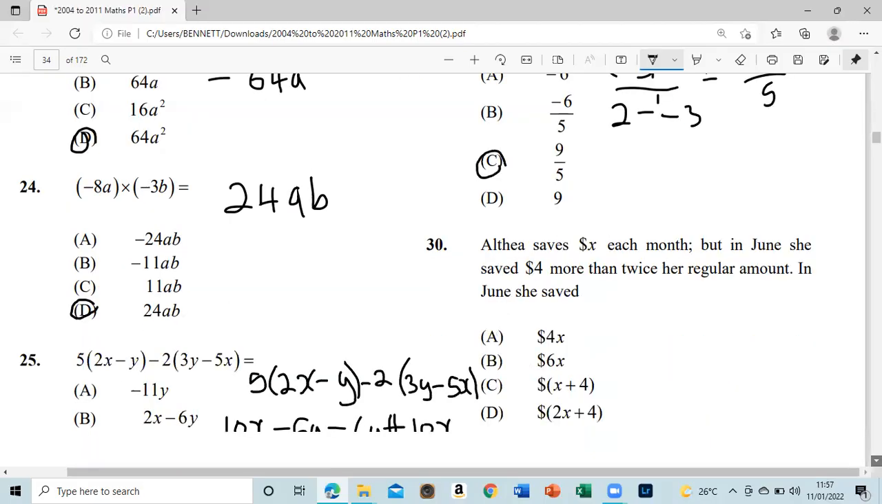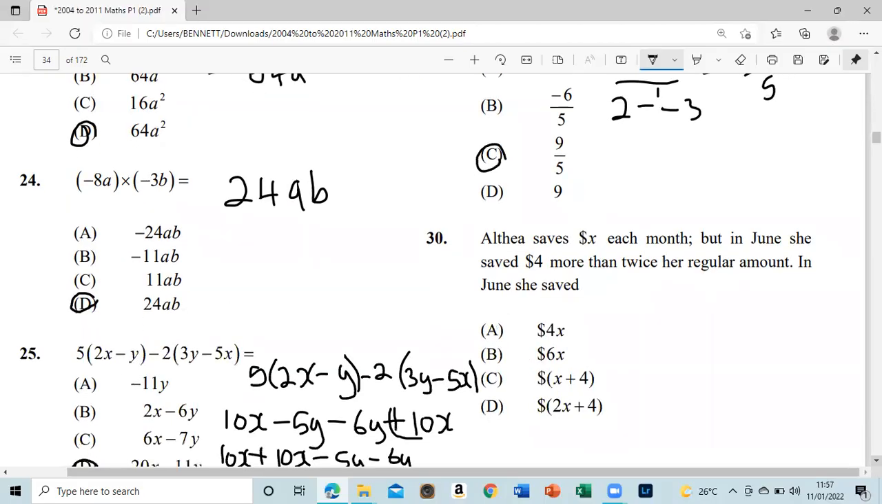What's the answer for number 30? Althea saved $x each month, but in June she saved $4 more than twice her regular amount. In June she saved, wouldn't that be 2x plus 4? Yep, twice, yeah, plus that.